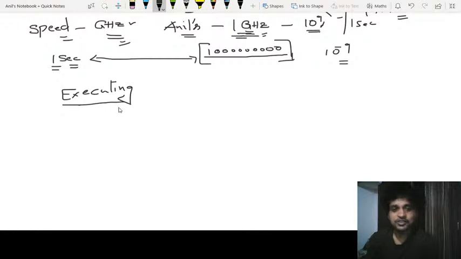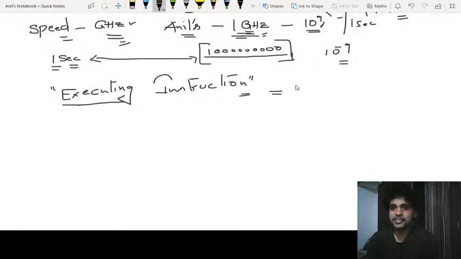A 1 gigahertz processor is going to work at a rate of 10 power minus 9. That means the CPU will be able to perform tasks equal to 10 power 9 a second. Okay. So what is a task for a CPU? A task for a CPU is executing an instruction, right? The CPU is always going to execute instructions. That's it. Other than that, the CPU has got nothing to do with any other thing.